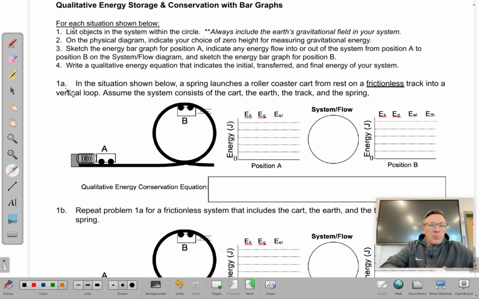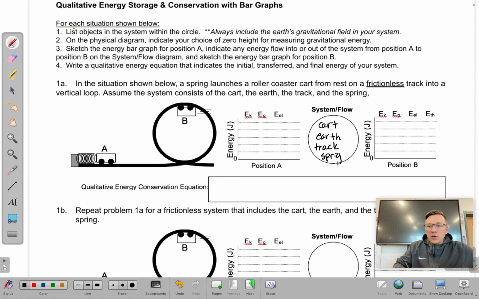So problem 1A, in the situation shown below, a spring launches a roller coaster cart from rest on a frictionless track into a vertical loop. Assume the system consists of the cart, the earth, the track, and the spring. So let's go ahead and write the things that are part of our system here. So we have cart, we have the earth, we have the track, and we have the spring.